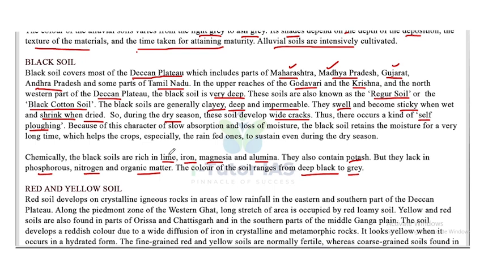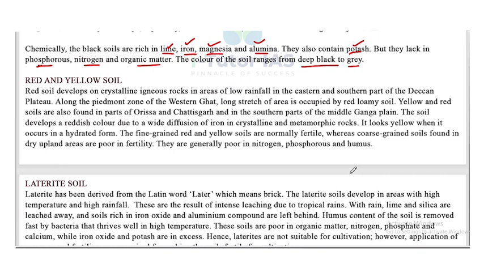Okay, so they are rich in lime, iron, magnesia, and alumina, and they also contain potash, but they lack phosphorus, nitrogen, and some organic matter, and their color varies from deep black to grey. Okay, so that's about the black soil. Next one is red and yellow soil.